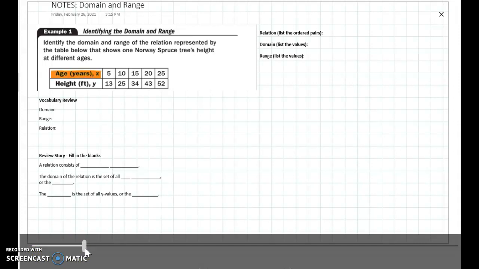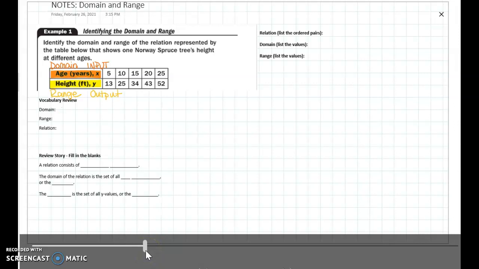Now, why did I highlight age in orange? Those are our x values. That's the domain. That's the input. The x values of our relation, that's our domain and our input. Now the y values, they're yellow. Those are the y values. That's the range. And that's the output. So first, let's label those so you remember. Domain, range, input, and output, all color-coded.